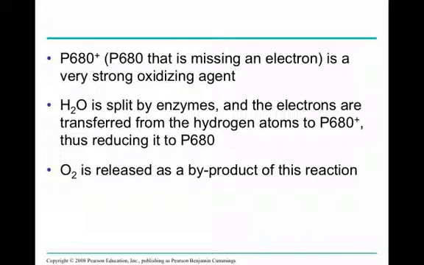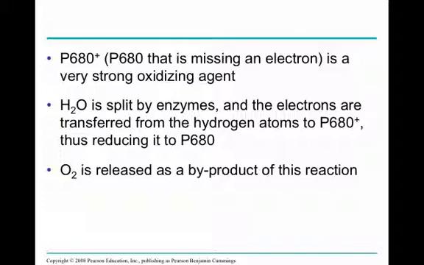P680 is missing an electron now, and it is a strong oxidizing agent, meaning that it can pull electrons from things. And so what it's pulling the electrons from is water. Okay, water is required for photosynthesis. Our plants need water primarily for photosynthesis because water is the source of the extra electrons, or the fuel that keeps these light reactions going.